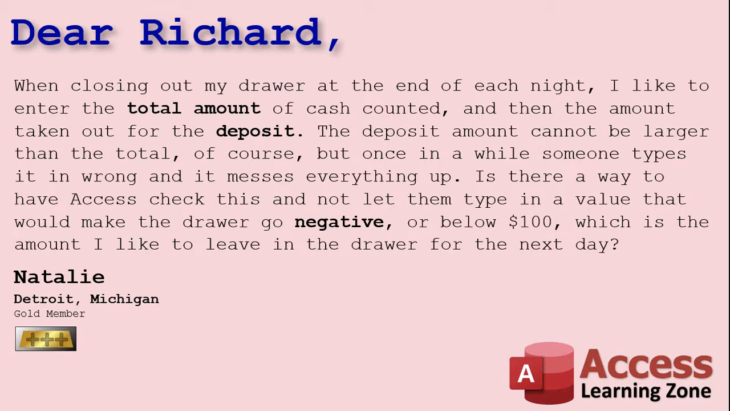Is there a way to have Access check this and not let them type in a value that would make the drawer go negative or below $100, which is the amount I like to leave in the drawer for the next day? In order to do this, Natalie, you have to learn how to create something called a table level validation rule. Let me show you what I'm talking about.